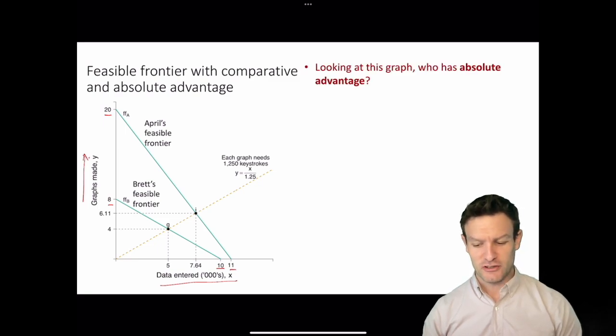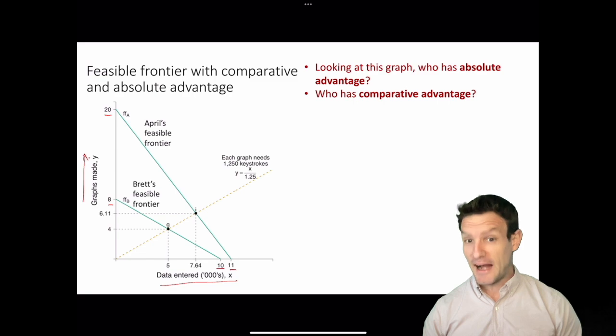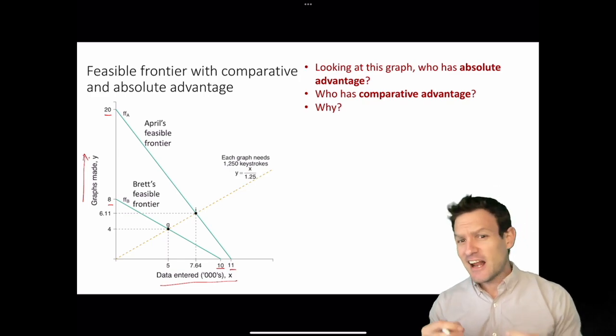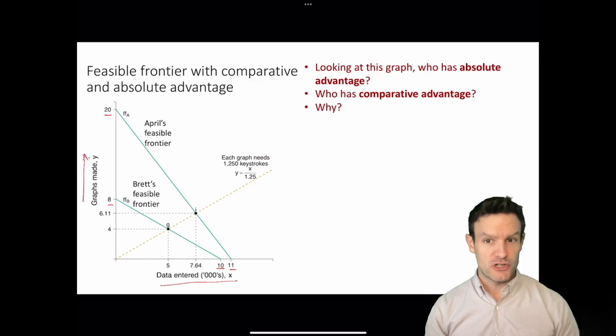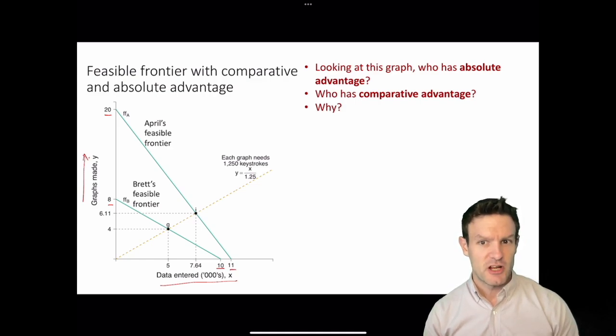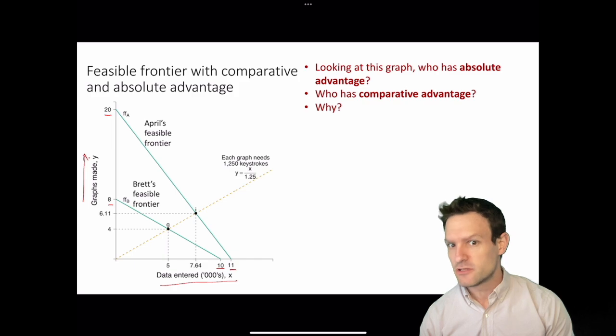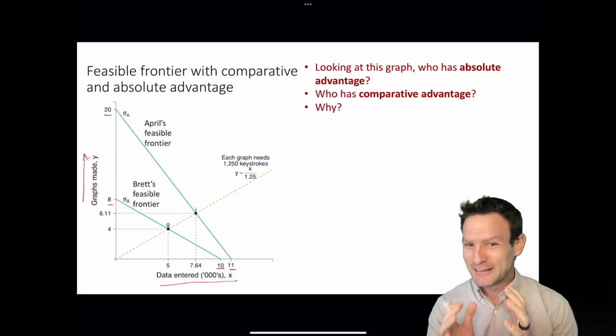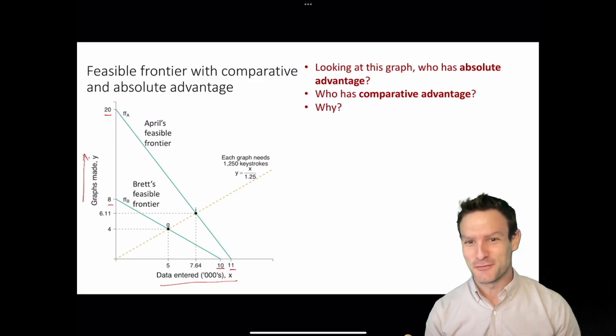Now, we have a question. Looking at this graph, who has absolute advantage? Also, looking at this graph, who has comparative advantage? And then, importantly, why? So take a moment for yourself. Think, can I identify from this figure which of them has absolute advantage? Can I identify who has comparative advantage? Can I also explain why it's the case? Now, if you're a little unsure of the why, don't worry. That's what this video is for. We'll go into unpacking why in a second.